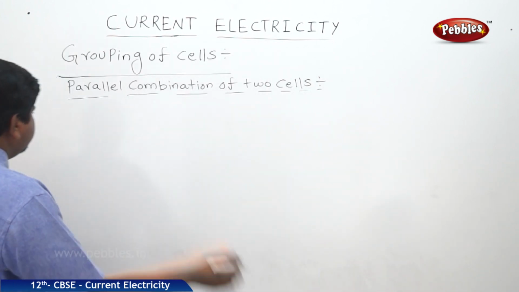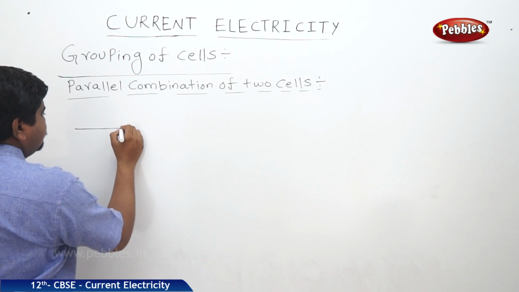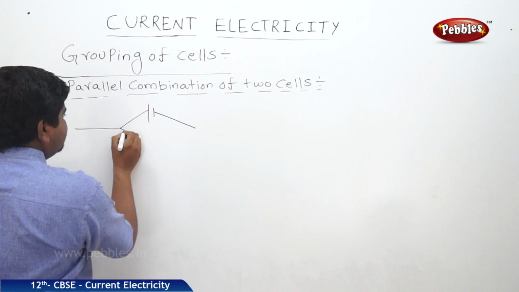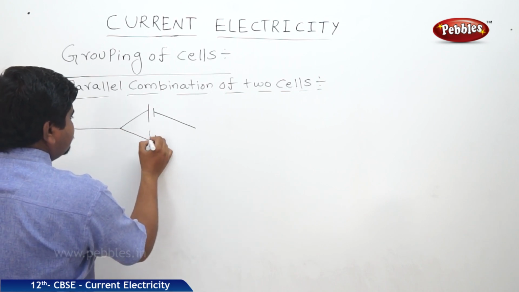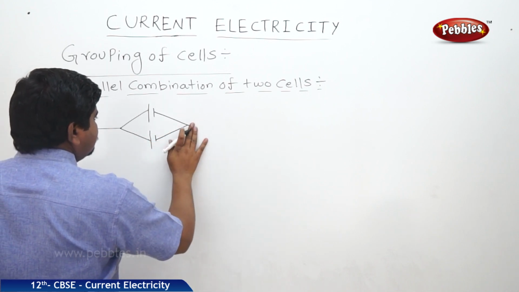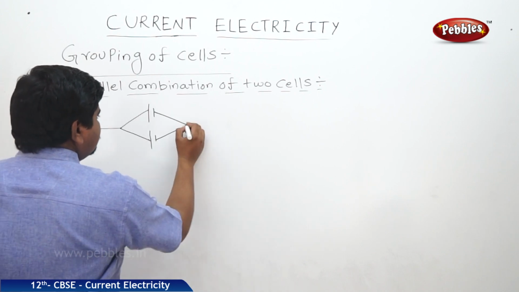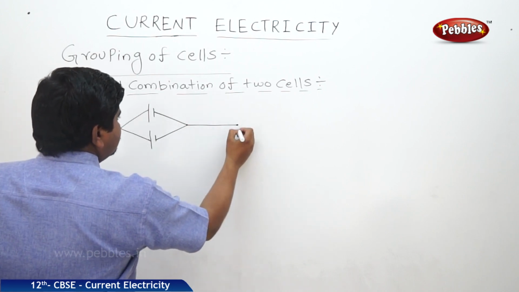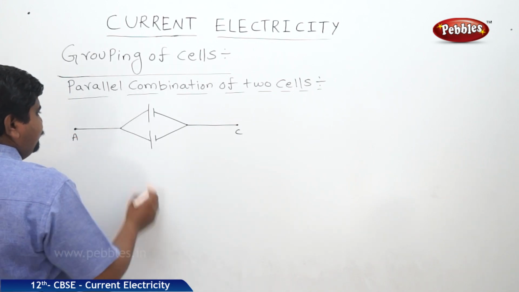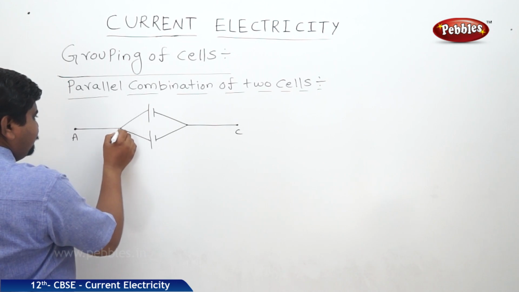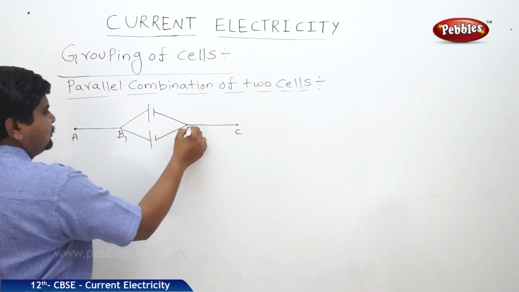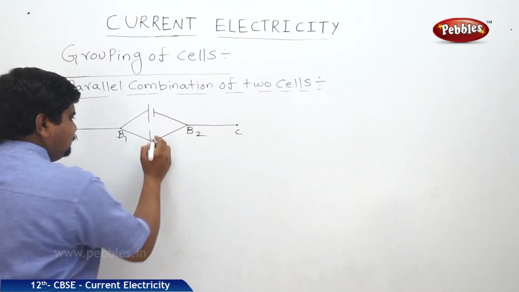So how will it look? There is a common point, one cell, and parallelly with this one more cell. The junction, this is C, this is A, and so on. This is B1, this is B2. These are two cells which are connected in parallel.